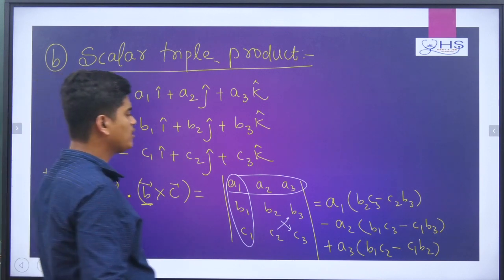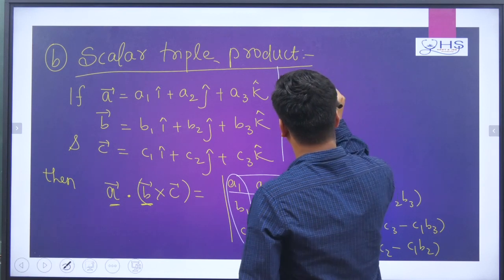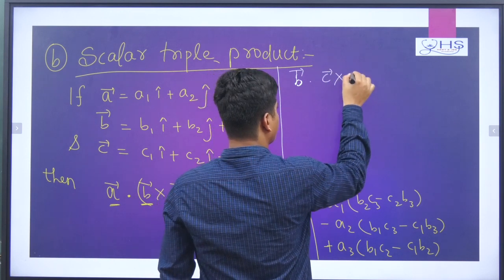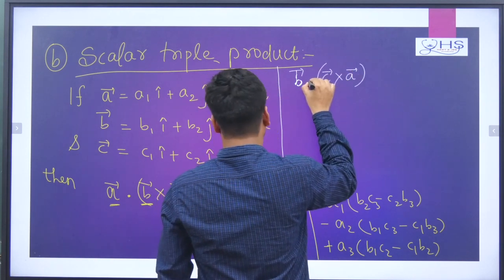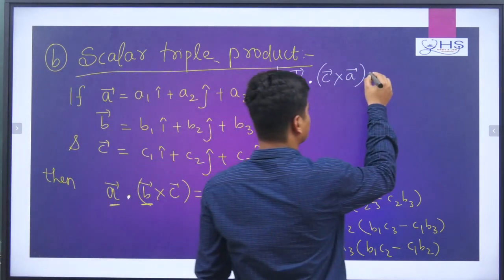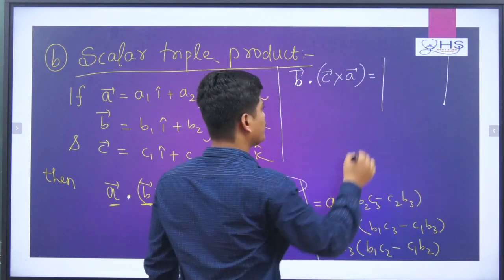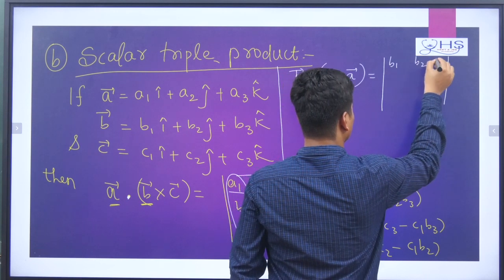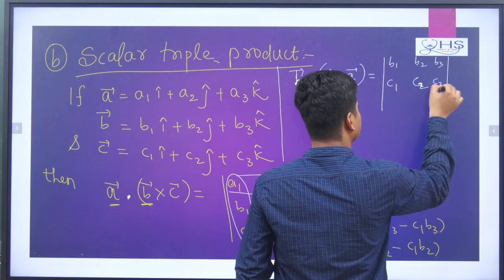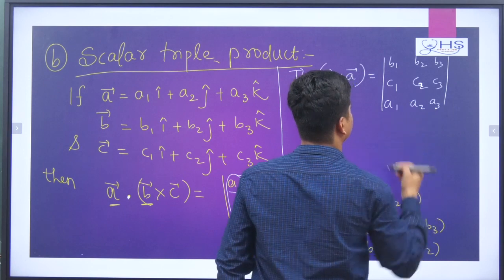Now remember, here I have written only A dot B cross C. Now suppose you want to find B dot C cross A. Remember, here the dot product is there. So B dot C cross A, how much will come? The same determinant will come. Here you can write B1 B2 B3, C1 C2 C3, next you can write A1 A2 A3.